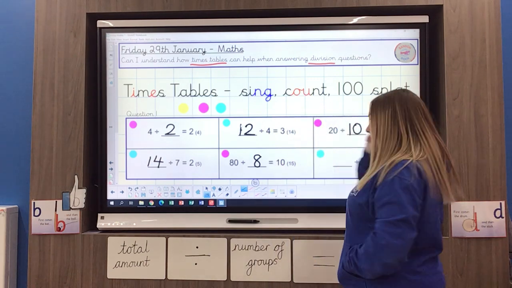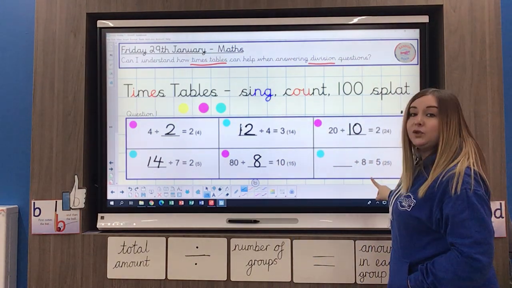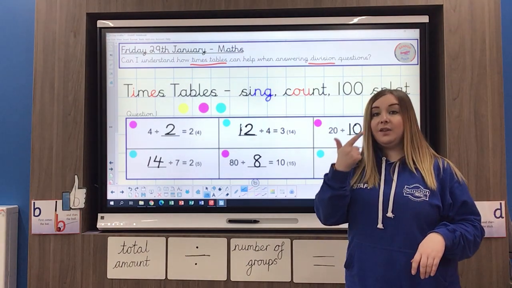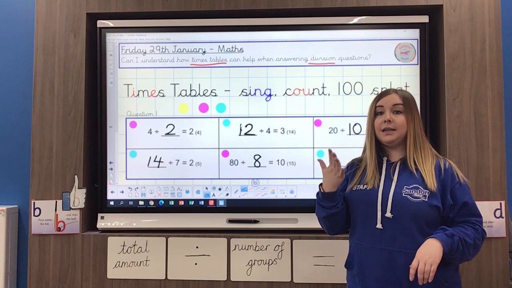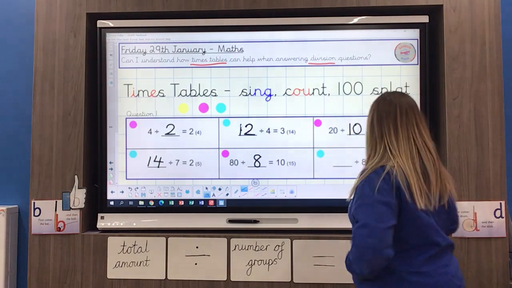And the final one then, year 4. So something divided by 8 equals 5. So I'm going to count up in 5s 8 times. 5, 10, 15, 20, 25, 30, 35, 40.